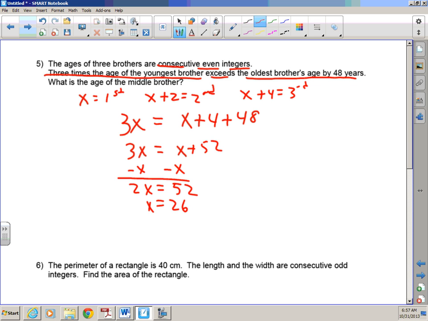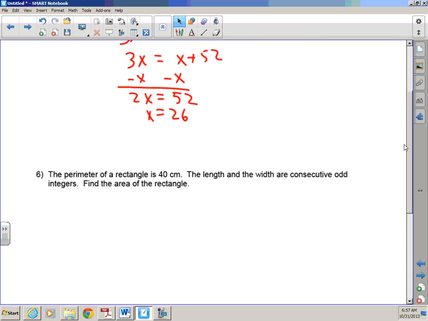So the brothers are 26, 28, and 30. The middle brother's age is obviously 28. And then you can check it. 3 times 26, which is 78, is 78 48 more than 30? Yes. Okay.